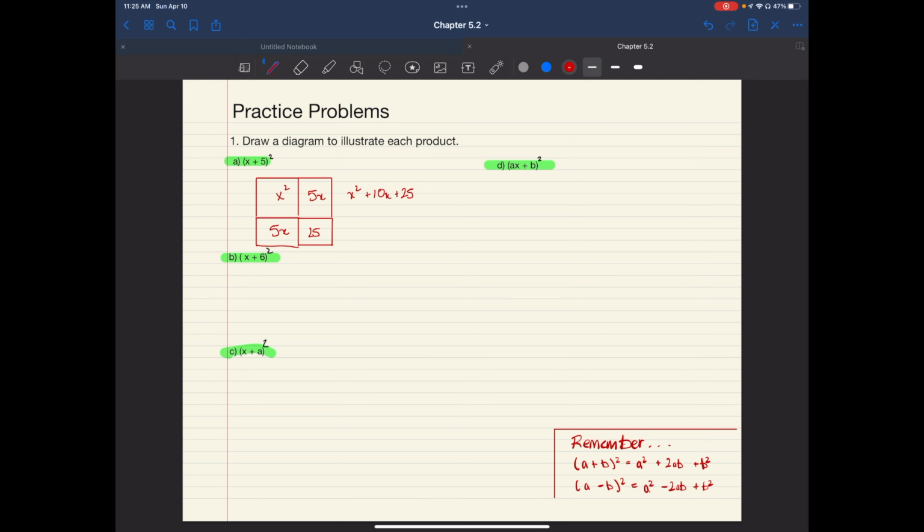So, next one, we can do the same thing. So we know we're going to have an x squared term, right? It's supposed to be a square. We know we're going to have a 6x term. This is supposed to be a rectangle. Let's just draw another rectangle down here for our additional 6x. And then our 36. Collecting like terms.